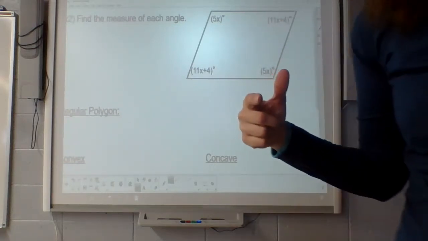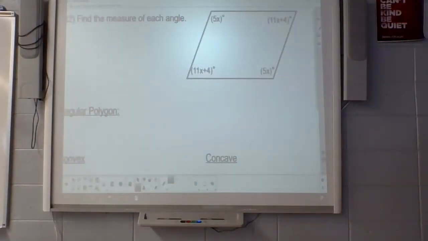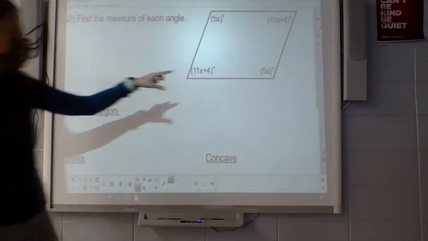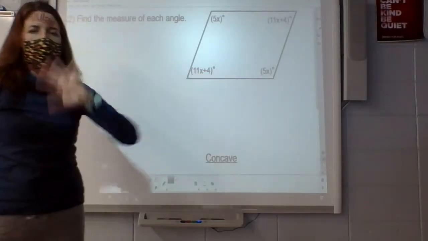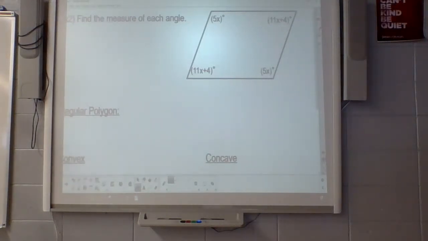I'm going to give you guys a heads up. My drawing's really bad. So what looks acute might be obtuse, and what looks obtuse might be acute. Sorry, bad drawing. And that probably makes sense because if this is 5x and that's 11x plus 4, you could probably tell the drawing's bad. So the opposite angles are equal, but that really won't help you.